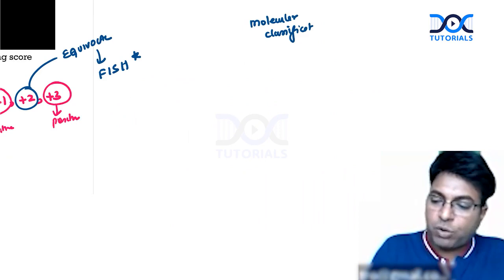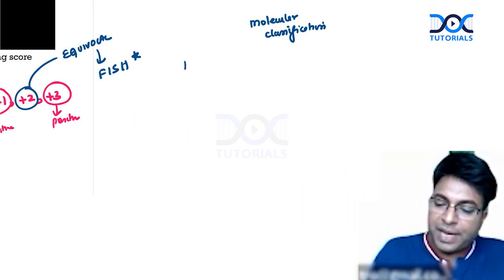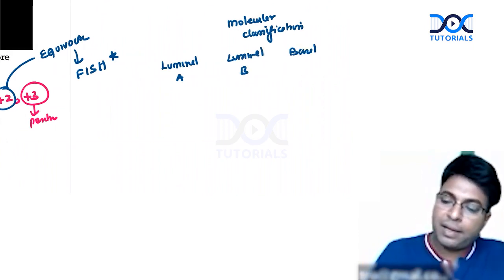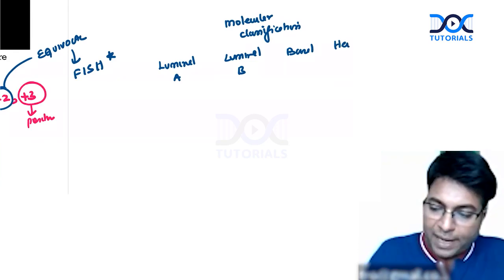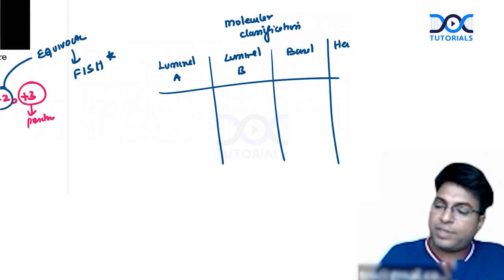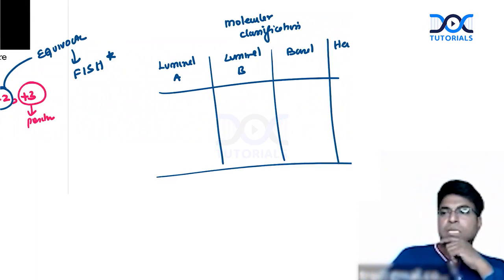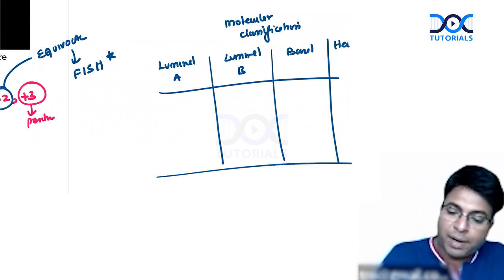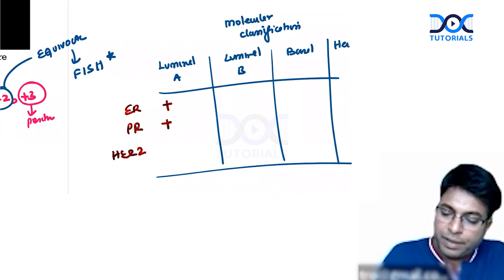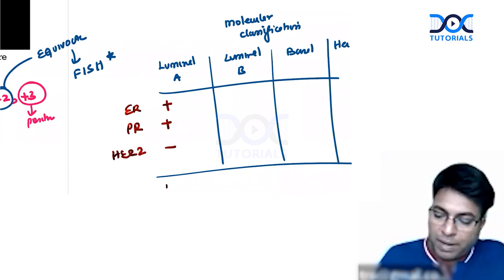We have a classification known as the molecular classification of breast cancer, in which we have luminal A type, luminal B type, basal type, and HER2 type, the four types we commonly have. Can you tell me which is the most common of these four types? Luminal A is the most common: ER positive, progesterone receptor positive, HER2 negative. This is the most common type.